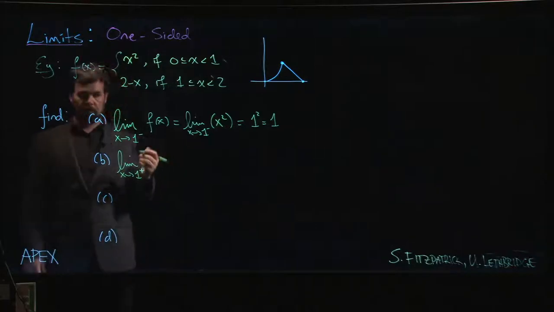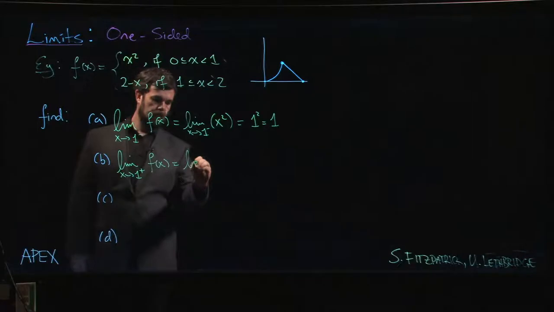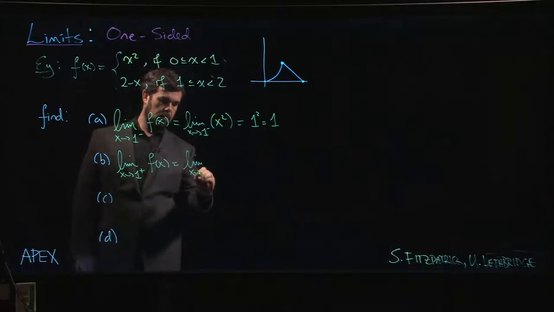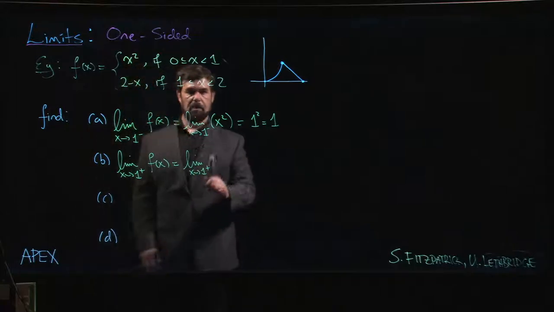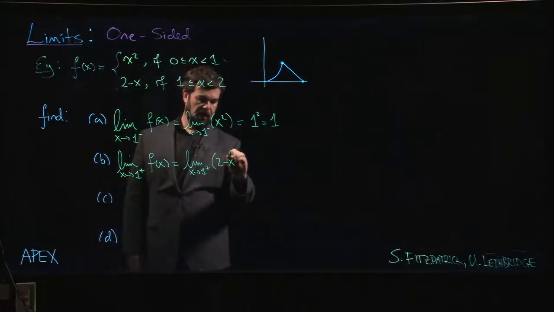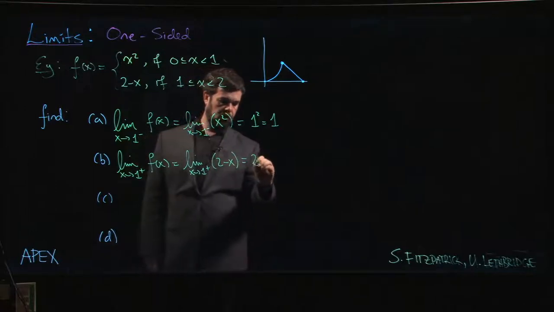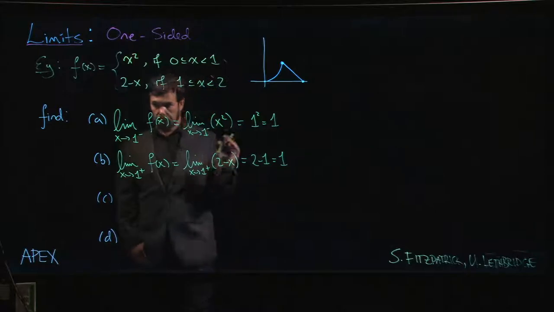If x is approaching 1 from the right, well, that means x is a bit bigger than 1, and so we need to use the expression 2 minus x. So we get 2 minus 1, which again is 1.